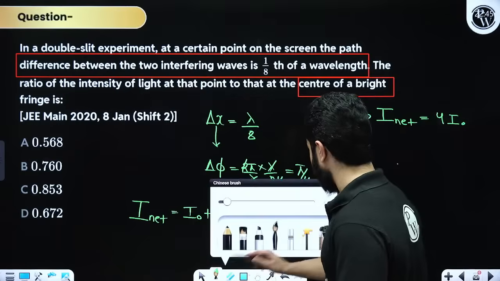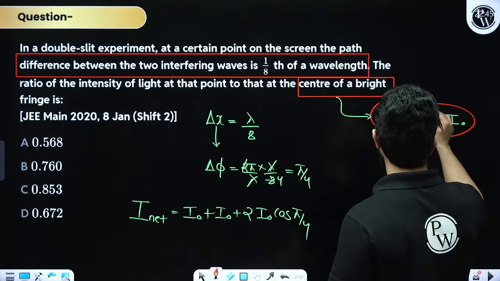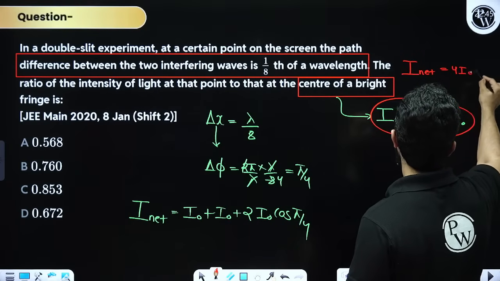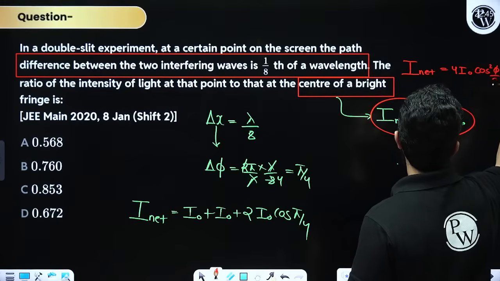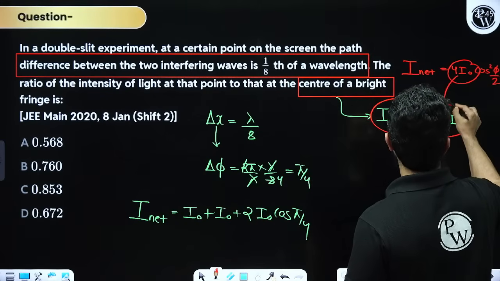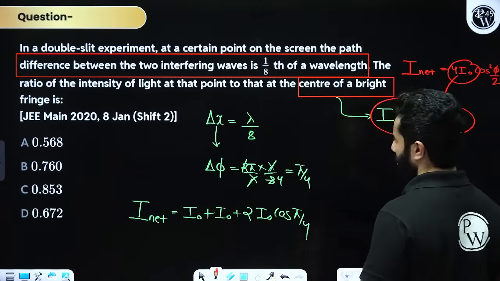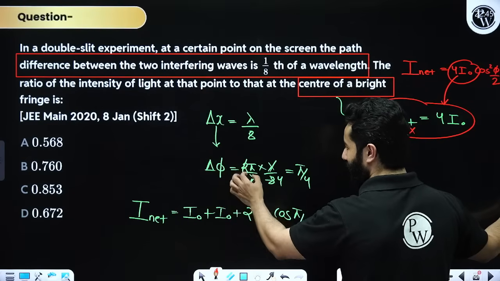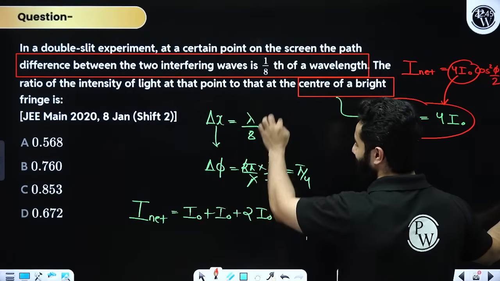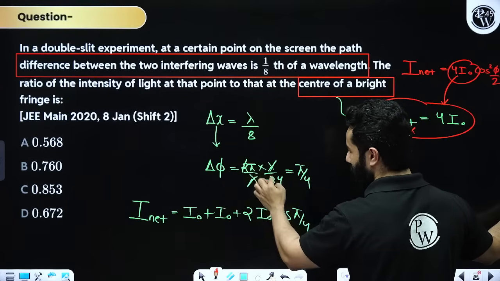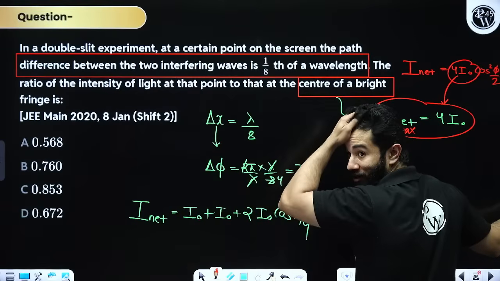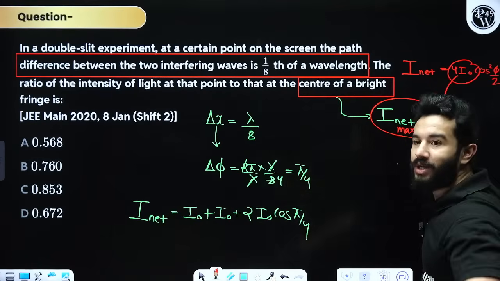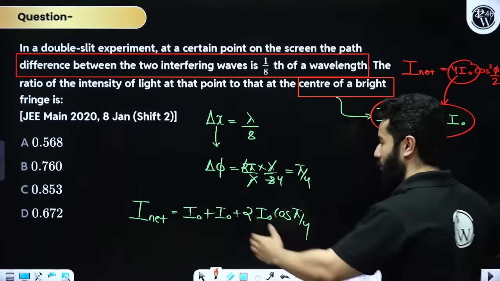And by the way, over here I have used the formula directly: I net can be written as 4 I naught cos square phi by 2, right? So maximum intensity will definitely be 4 I naught. But when we find delta phi this time, it comes out to be 2 pi by lambda multiplied by lambda by 8. Lambda and lambda cancel out. This becomes pi by 4, which is 45 degree. Now if you use this formula again, it will become 45 degree divided by 2. We don't know that, so let's use our normal formula.